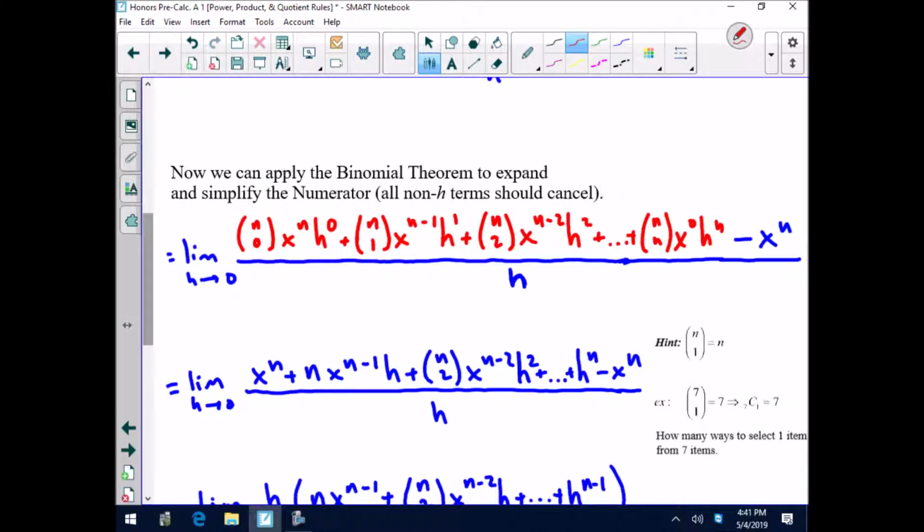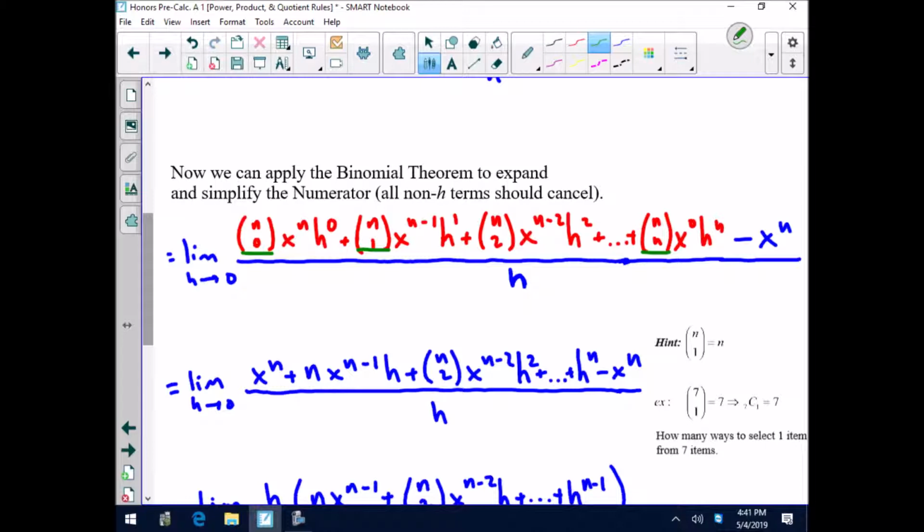Now, for some of these combinations, we're actually going to be able to evaluate the combinations for numbers without actually knowing what n is, right? When we say n choose 0, we're talking about the number of ways that we can choose 0 things from n things.